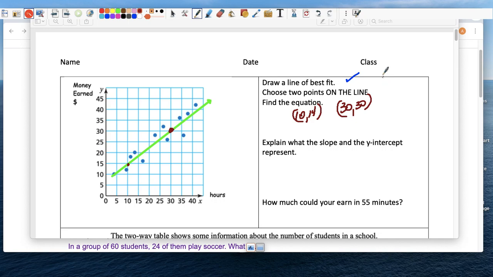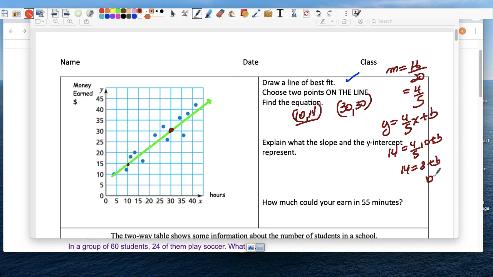We're going to find the equation. So let's find the slope. The slope is going to be 30 minus 14, which is 16, and then 30 minus 10, which is 20. So 16 over 20, which is 4 over 5. All right, so the equation is y equals 4/5 x. And we still have to find b. I'm going to use this point here. So we're going to get 14 equals 4/5 times 10 plus b. 14 equals 8 plus b, and b equals around 6.